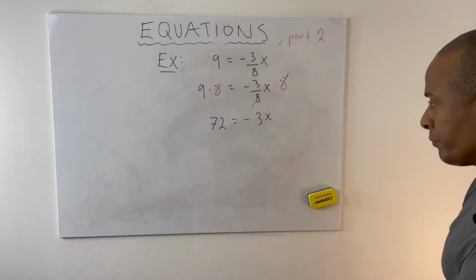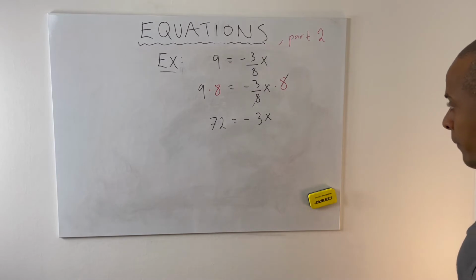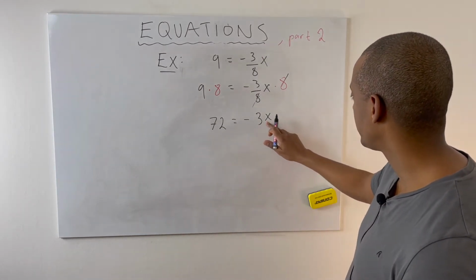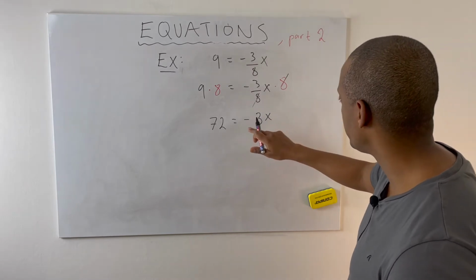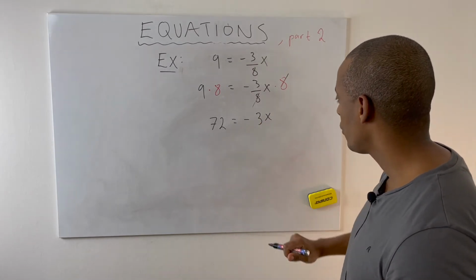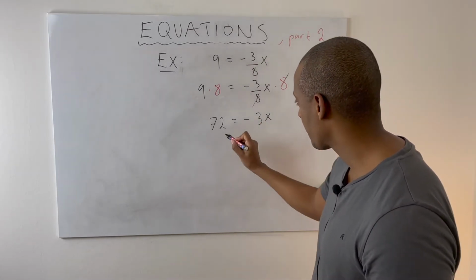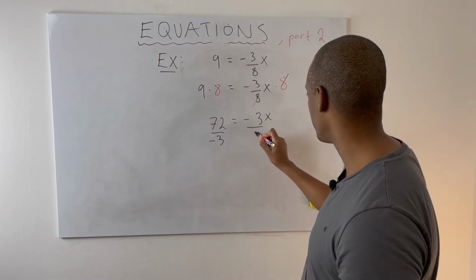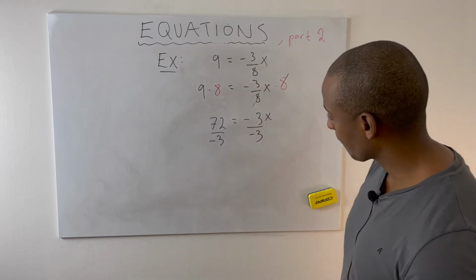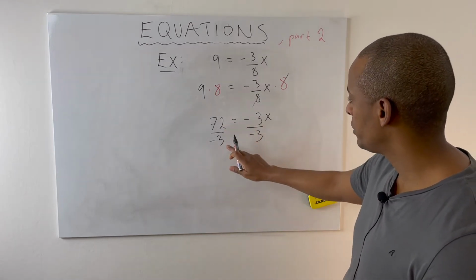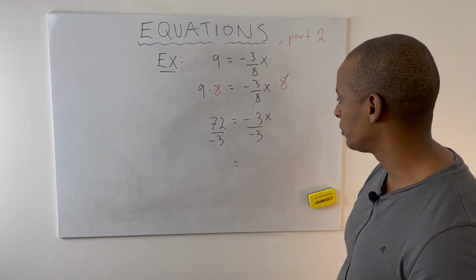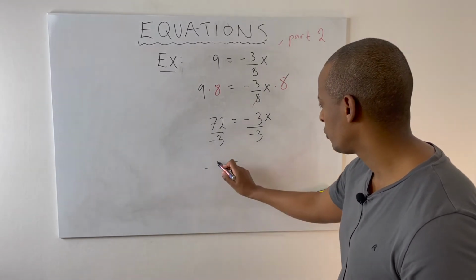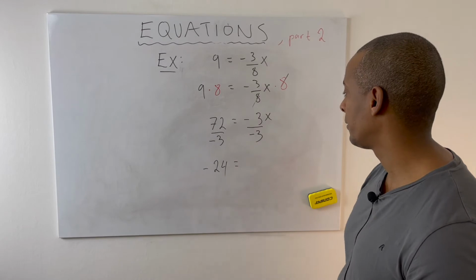Right? Now, we have minus 3 times x. So we're going to divide both sides with minus 3. So we divide this with minus 3, and we're going to divide this with minus 3. So 72 divided by minus 3 is equal to minus 24, right?